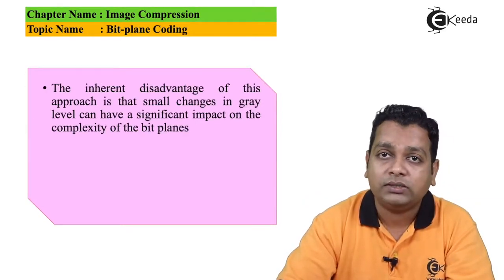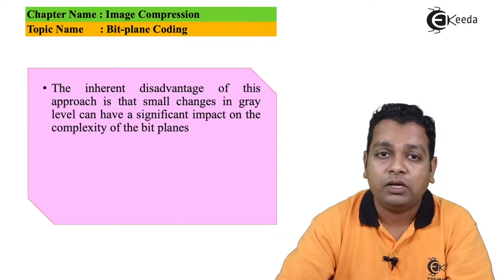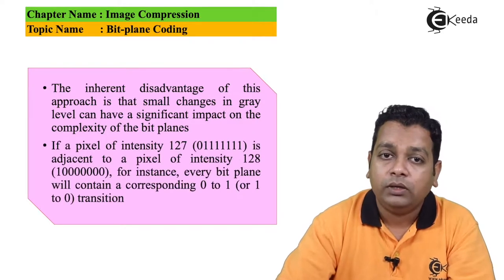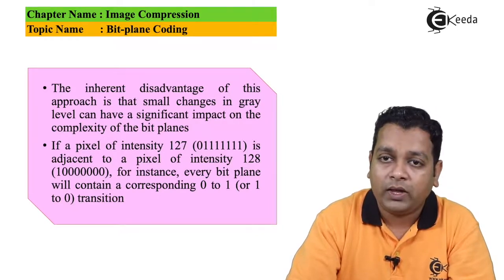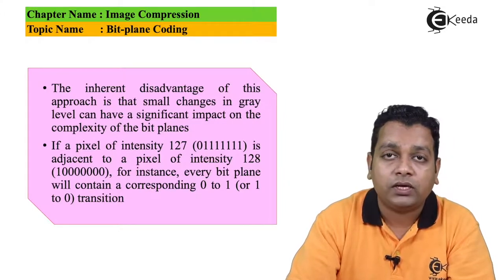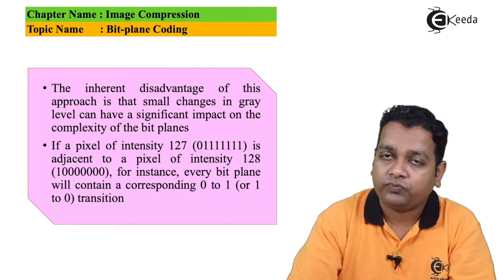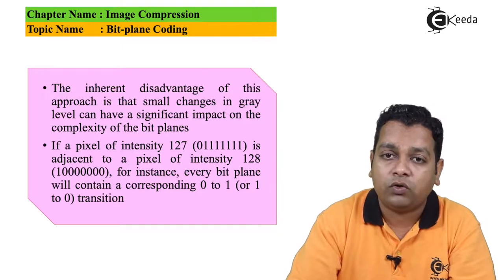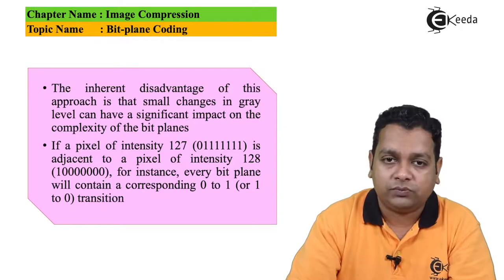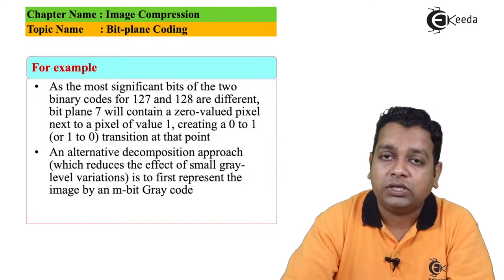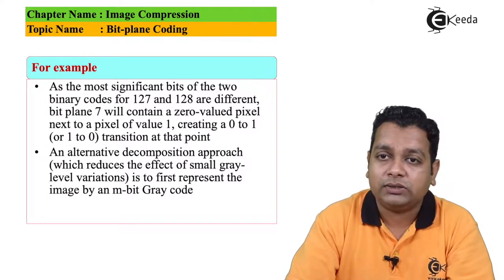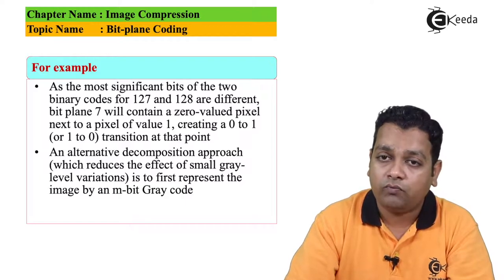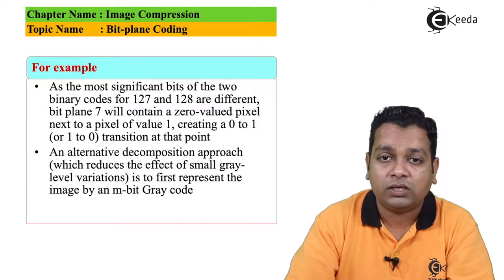The inherent disadvantage of the approach that we have discussed is that small changes in the gray level can have a significant impact on the complexity of the bit planes. If a pixel of intensity 127, denoted as 0, 1, 1, 1, 1, 1, 1, 1, is adjacent to a pixel of intensity 128, denoted as 1, 0, 0, 0, 0, 0, 0, 0, then every bit plane will contain a corresponding 1 to 0 or 0 to 1 transition. For example, as the most significant bits of the two binary codes for 127 and 128 are different, bit plane 7 will contain a zero valued pixel next to a pixel of value 1, creating a 0 to 1 or 1 to 0 transition at that point.